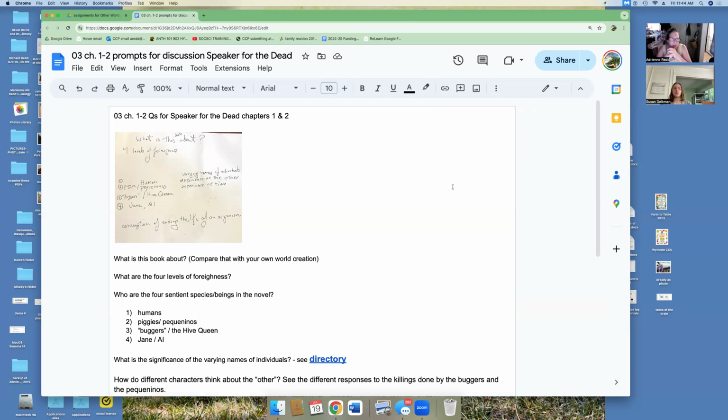For Speaker for the Dead, the more I think about it, and that is one of the lovely things about reading a book several times, it's about otherness and how we recognize what is of value in beings that are alien, which is why I listed the 4 sentient beings in the novel. The really wonderful thing about there only being 4 is that you get to think deeply about them.